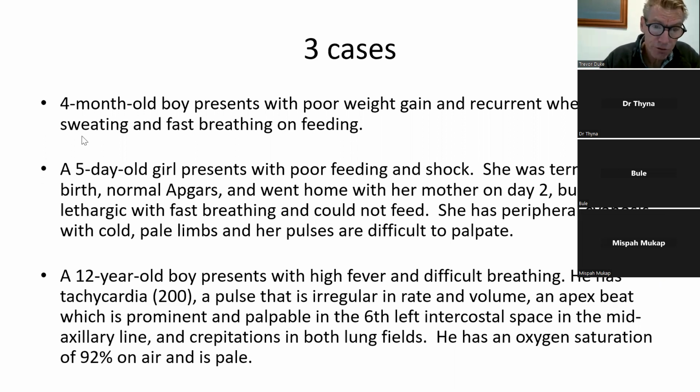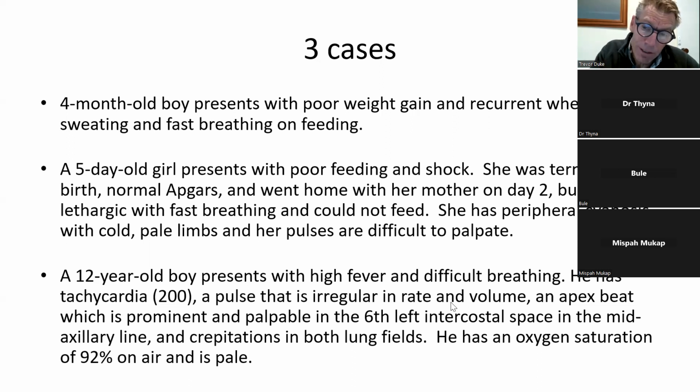And then the last one is a 12-year-old boy who presents with high fever and difficult breathing. He has tachycardia, a pulse that's irregular in rate and volume, an apex beat that is prominent and palpable in the 6th left intercostal space in the mid-axillary line, and crepitations in both lung fields. He has an oxygen saturation of 92% on air, and he's pale.